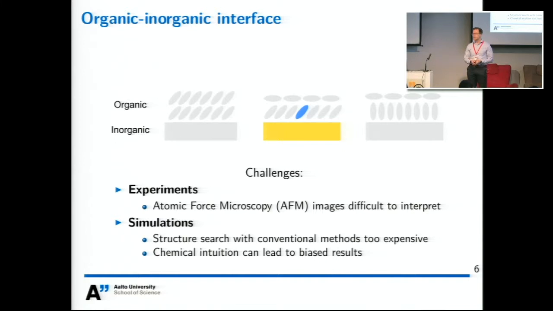In experiments, it can be difficult to interpret the images obtained with, for example, atomic force microscopy. Then when we turn to simulations, to know the optimal structure of lowest energy, we should basically know the energy of all possible atomic configurations. And with complex hybrid materials, that is simply too expensive computationally.